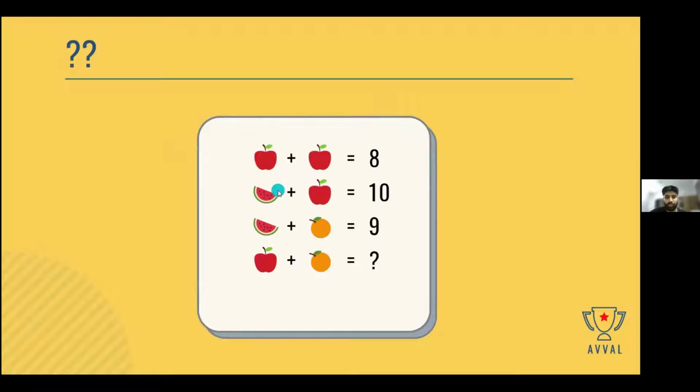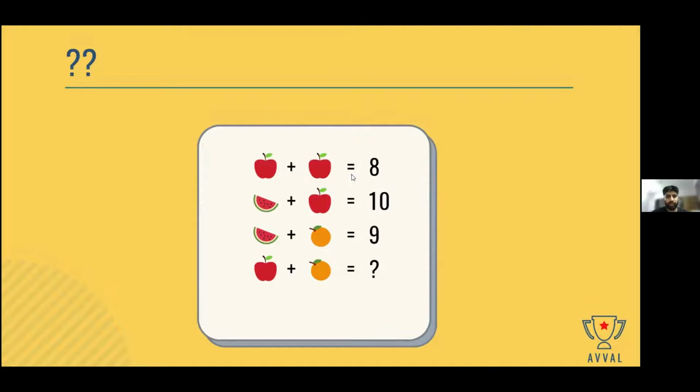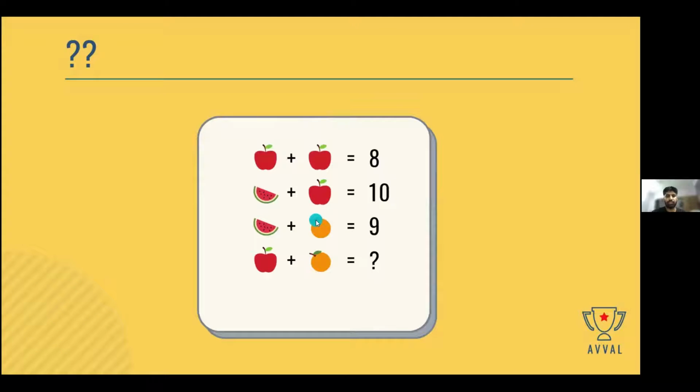So watermelon is 6. So what you have to do is either remember this the way I am remembering it mentally, or you just write it down. As simple as that. Take a pen and paper and write it down. Apple is equal to 4. And a watermelon is 6.